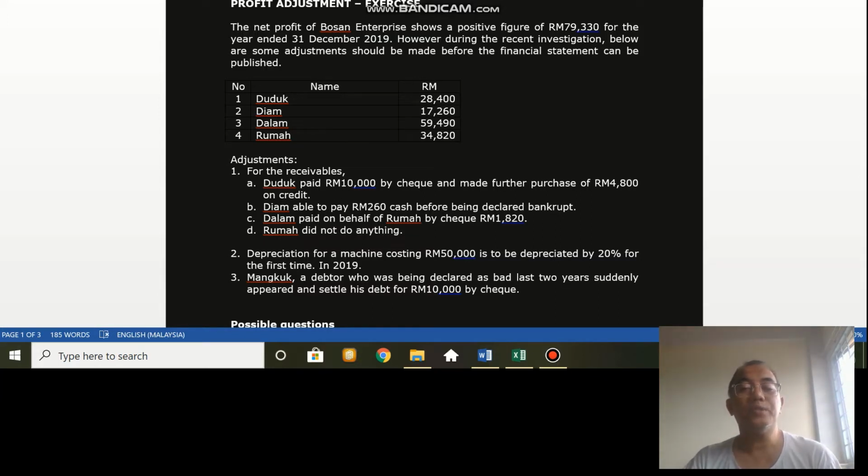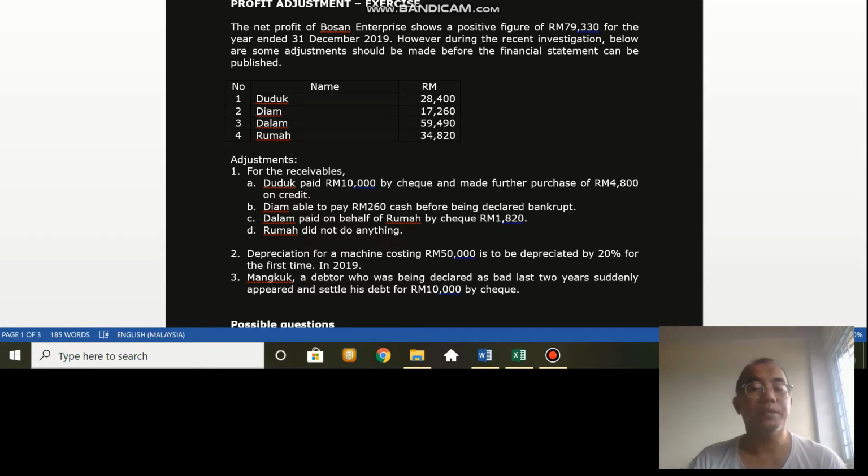Second one, depreciation for a machine costing 50,000 is to be depreciated by 20% for the first time in 2019. Okay, no problem. Depreciation is for the first time, so of course it will be straightforward: 20% times 50,000, and depreciation is an expense.